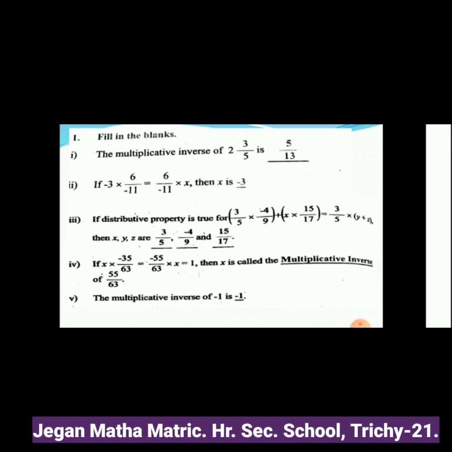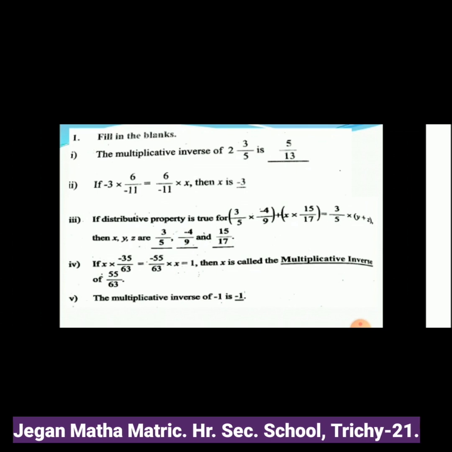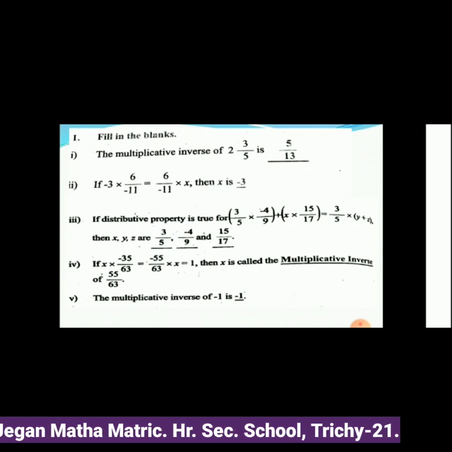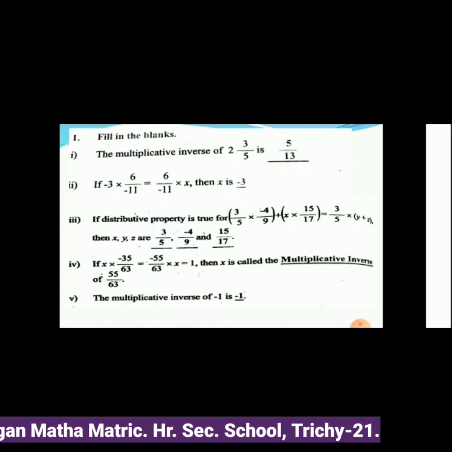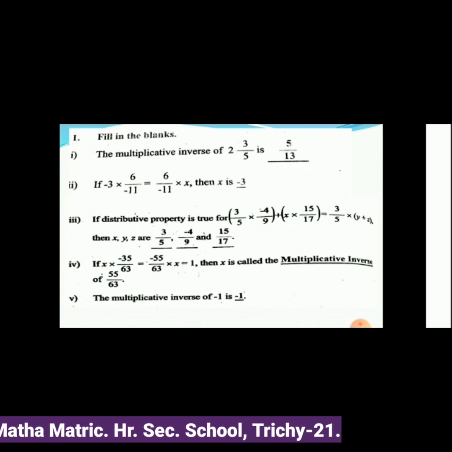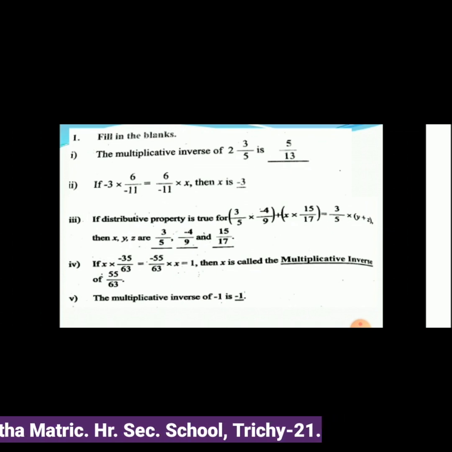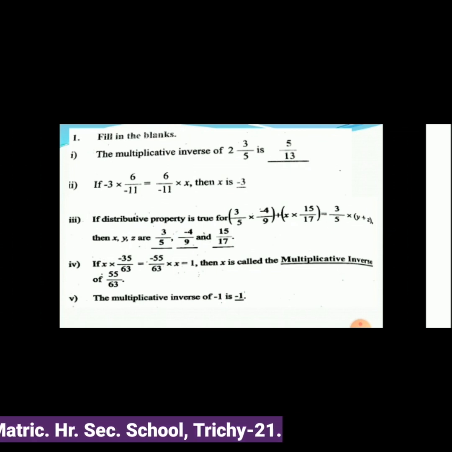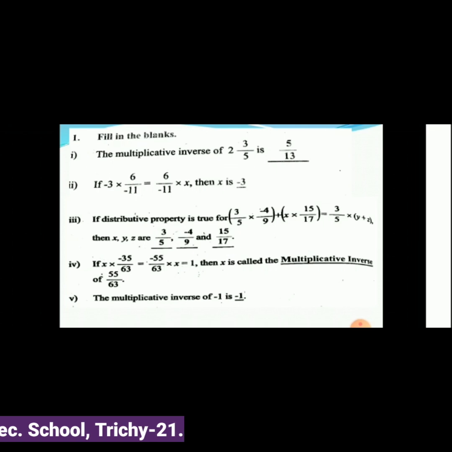In the third one, if the distributive property is true for 3 divided by 5 multiplied by minus 4 divided by 9 plus 15 by 17 is equal to x divided by 5 multiplied by y plus z, then x, y, z are such that the distributive property is true for multiplication over addition. So here, given the 3 fractions, x is equal to 3 divided by 5, y is equal to minus 4 divided by 9 and z is equal to 15 divided by 17.